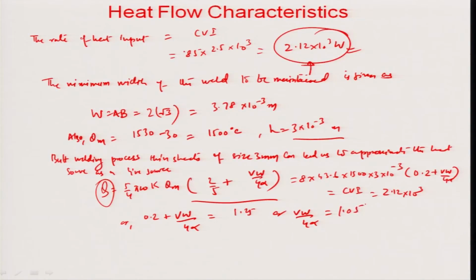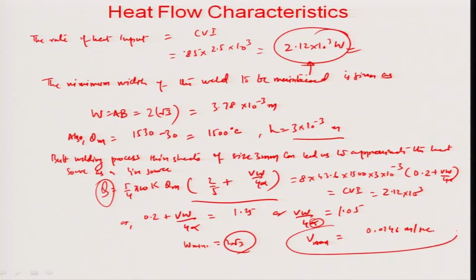In other words, if I substitute the value of alpha here, for a minimum width of twice root 3, the maximum velocity that can come out becomes equal to 0.0146 meters per second. Okay. So, this V for the minimum width W equal to 2 root 3, and for the value of alpha equal to K by rho C of the steel has been found out to be 0.0146 meters per second.